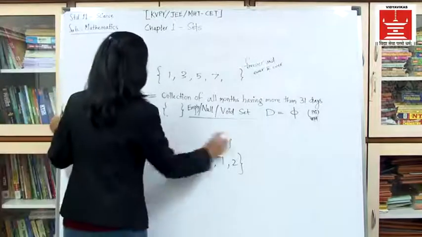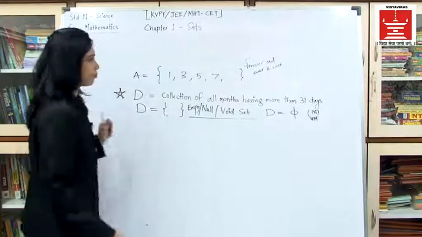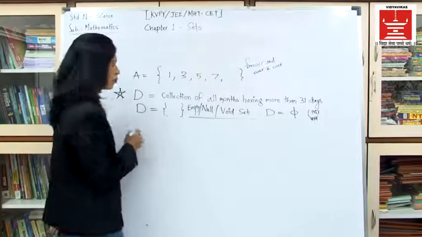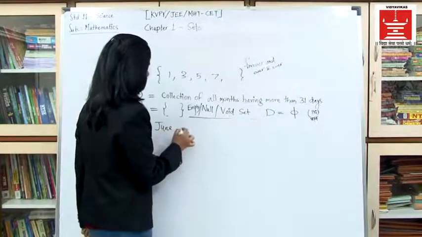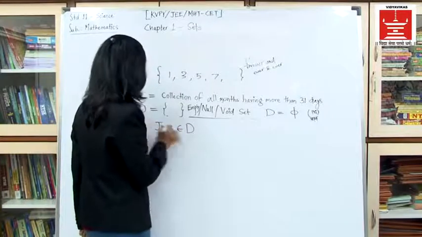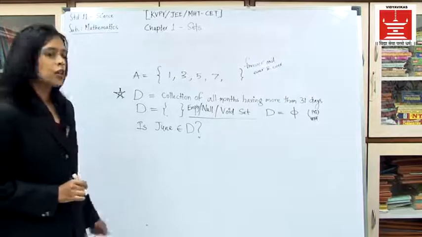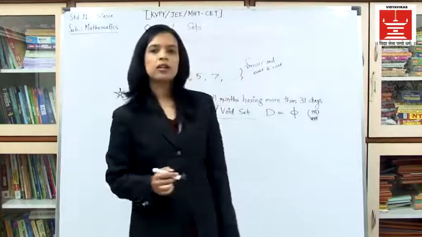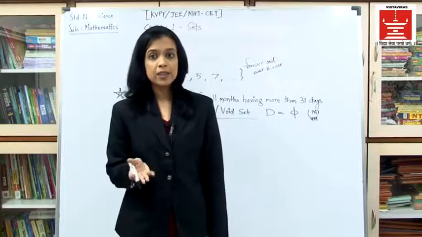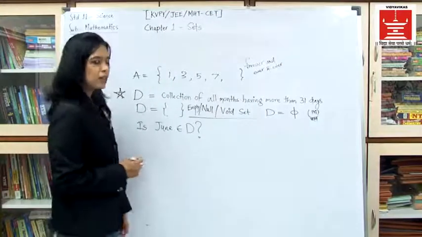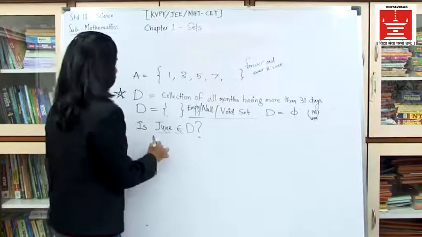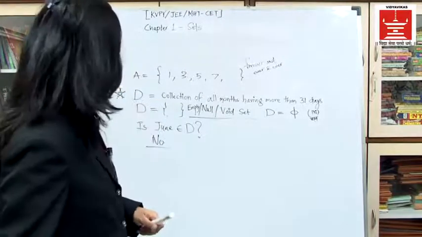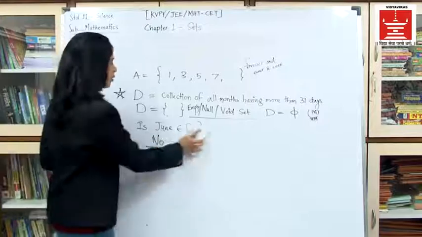So, can you say that for such a set D, June is a member of D? If June is a member of D, the month of June must have more than 31 days as per the description. Is it so? No. June has just 30 days. So, is June a member of D? No. In fact, no one is a member of D. So, the membership relation cannot be defined on this set.